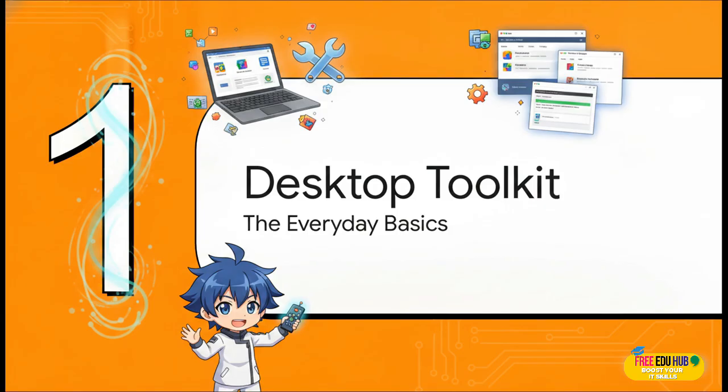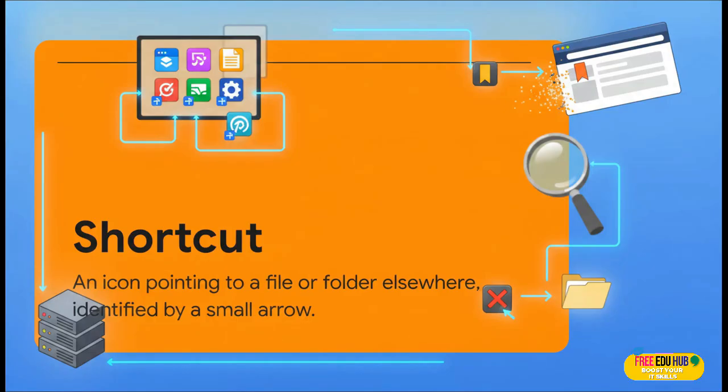These are the absolute fundamentals you'll navigate continually throughout your day. First up, let's talk about shortcuts. Basically, a shortcut is just an icon that points to a file, folder, or program stored somewhere else entirely. You can spot them by that little arrow in the lower left corner. A great way to think about them is like web page bookmarks. If you delete a bookmark in your browser, the actual website doesn't go away, right? The exact same thing applies here.